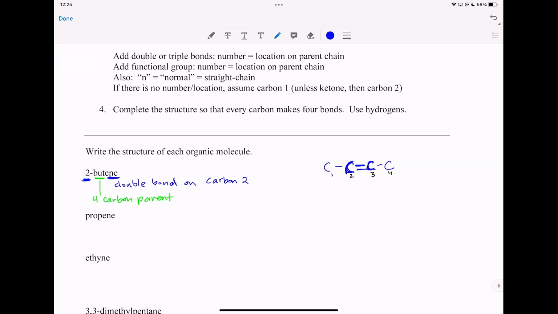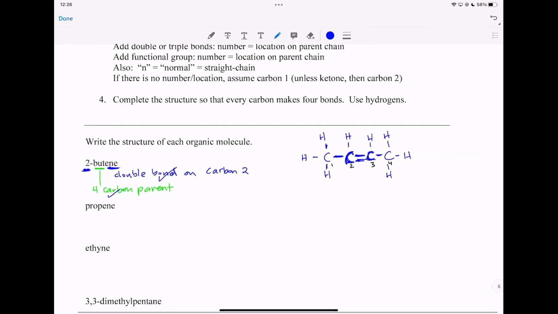Okay, so once you've done that, 4-carbon parent, add the double bond, there's no other parts of that name, then you add hydrogens to fill in the rest, making sure that every carbon has 4 bonds coming out of it. So this is adding 3 more, 1, 2, 3. This carbon here, number 2, already has 3 bonds, so you only need 1 more. This carbon number 3 already has 3 bonds, so you only need 1 more. And then both of those hydrogens could be up or down, doesn't matter. And then this carbon number 4 needs 3 more. So that's the structure for 2-butene.